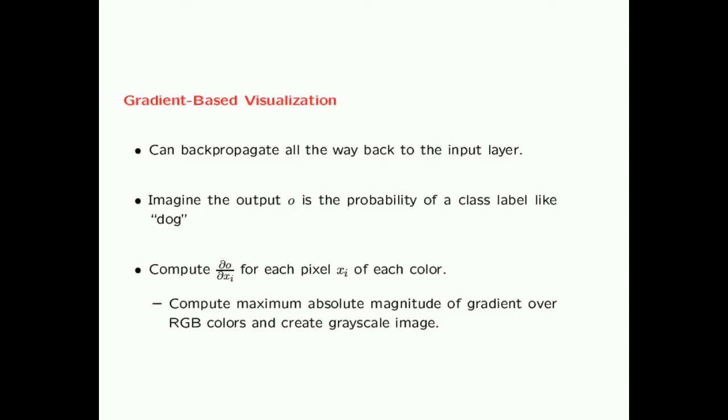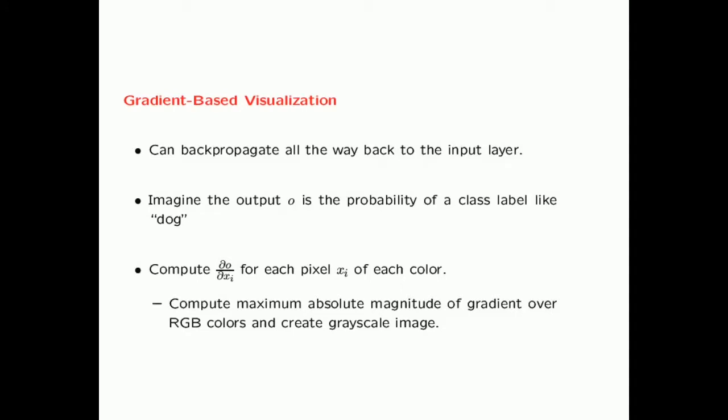So what you want to find out is how much each pixel, let's say xi is one of the pixels in your input image, how sensitive is my output to each pixel in the input image. So what you can do is use backpropagation to backpropagate it all the way to the input layer. Now, for training a neural network, you never really need to backpropagate all the way to the input layer.